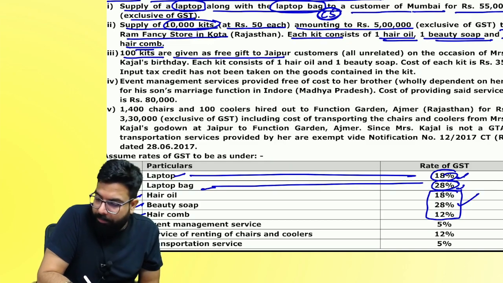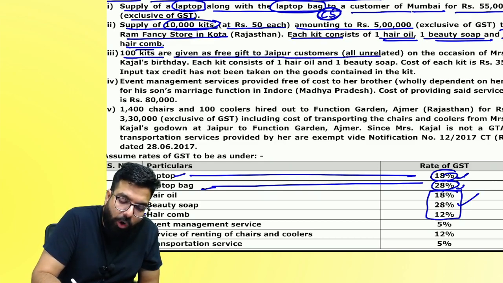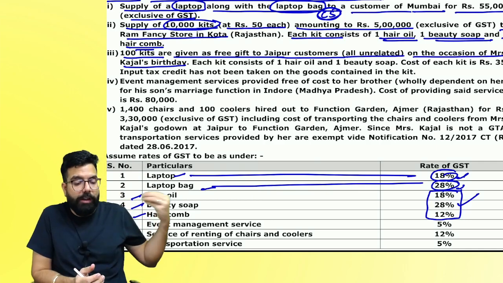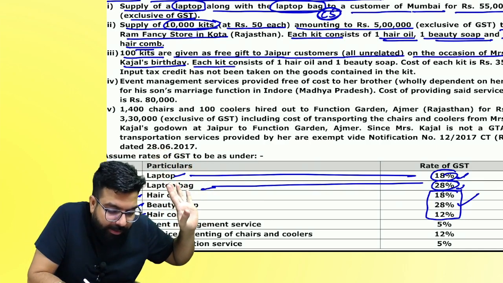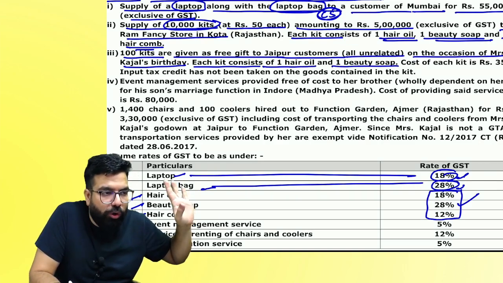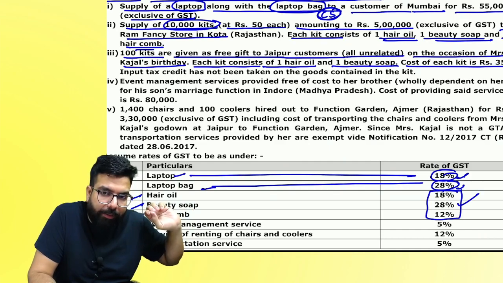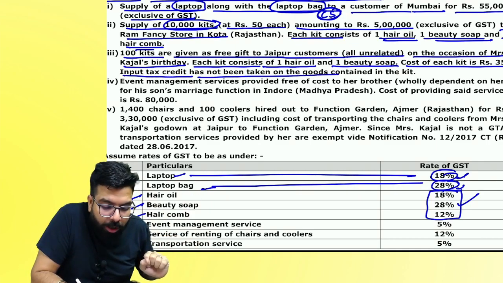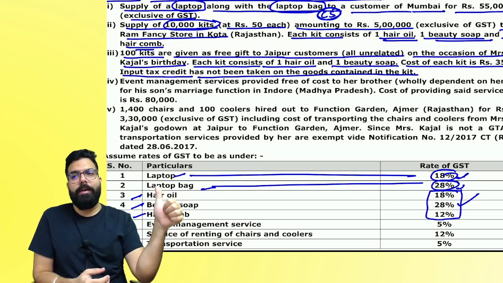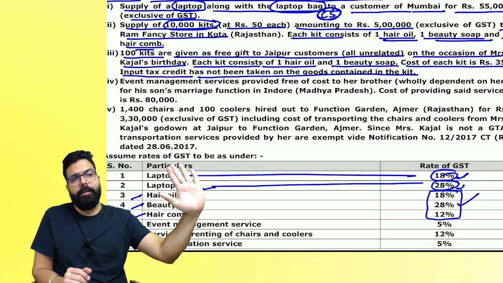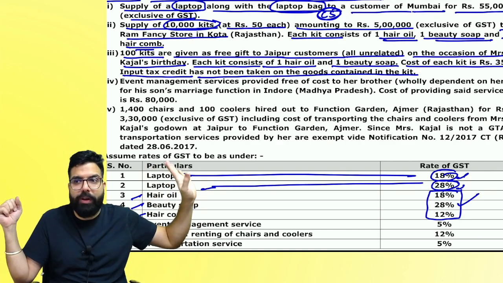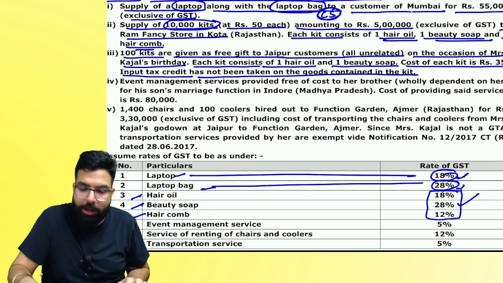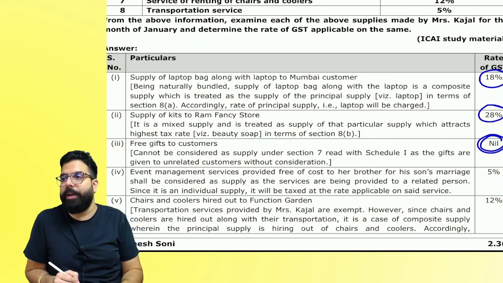100 kits are given free as a gift to Jaipur customers, all unrelated, on the occasion of Mrs. Kajal's birthday. Mrs. Kajal is owning a business. Her birthday it is. So, she gave what? Gift to Jaipur customers. Each kit consists of one hair oil, one beauty soap. Each kit is how much, everyone? 35. People, she gave a kit to all the customers. Input tax credit has not been taken on the kit. People, permanent transfer of business asset. Did I take the ITC on the kits? No. I gave it free of cost, but I did not take ITC also. Is it supply? No. If not supply, why composite and why mixed? Are we clear, everyone? So, here it will be nil. Can we go ahead, everyone?